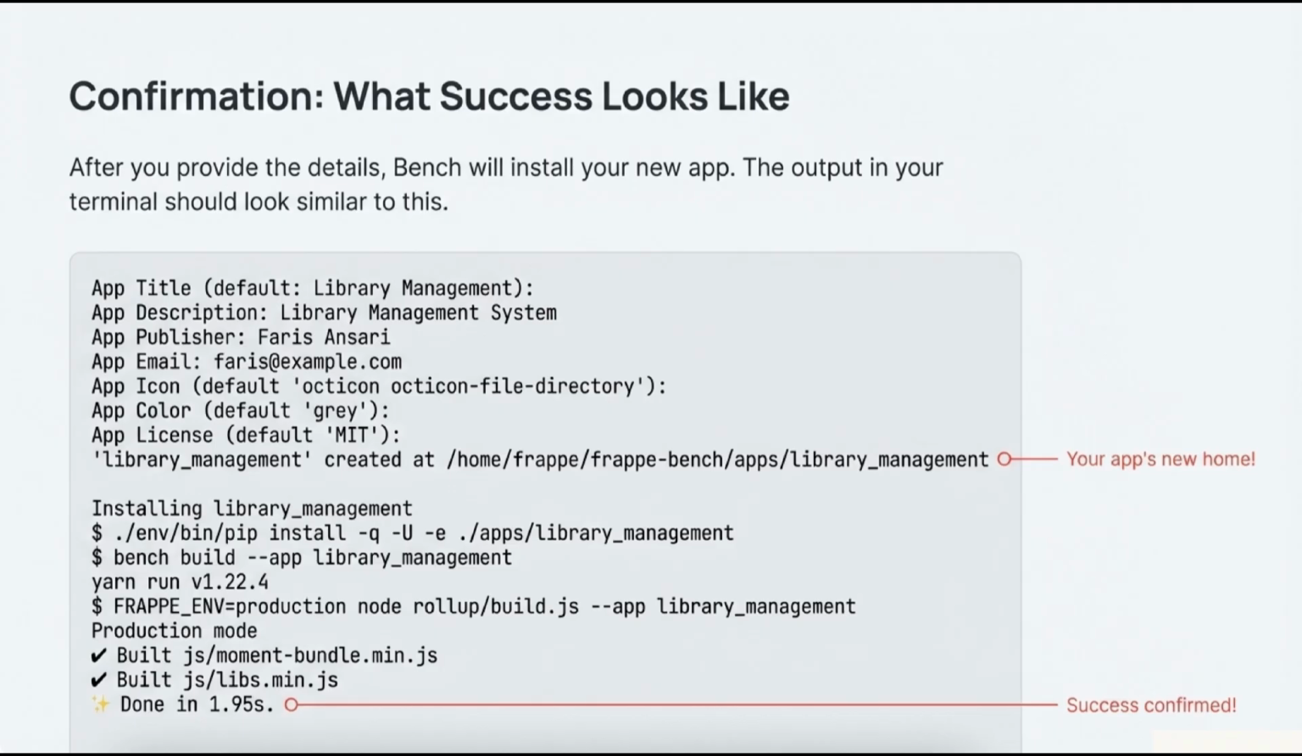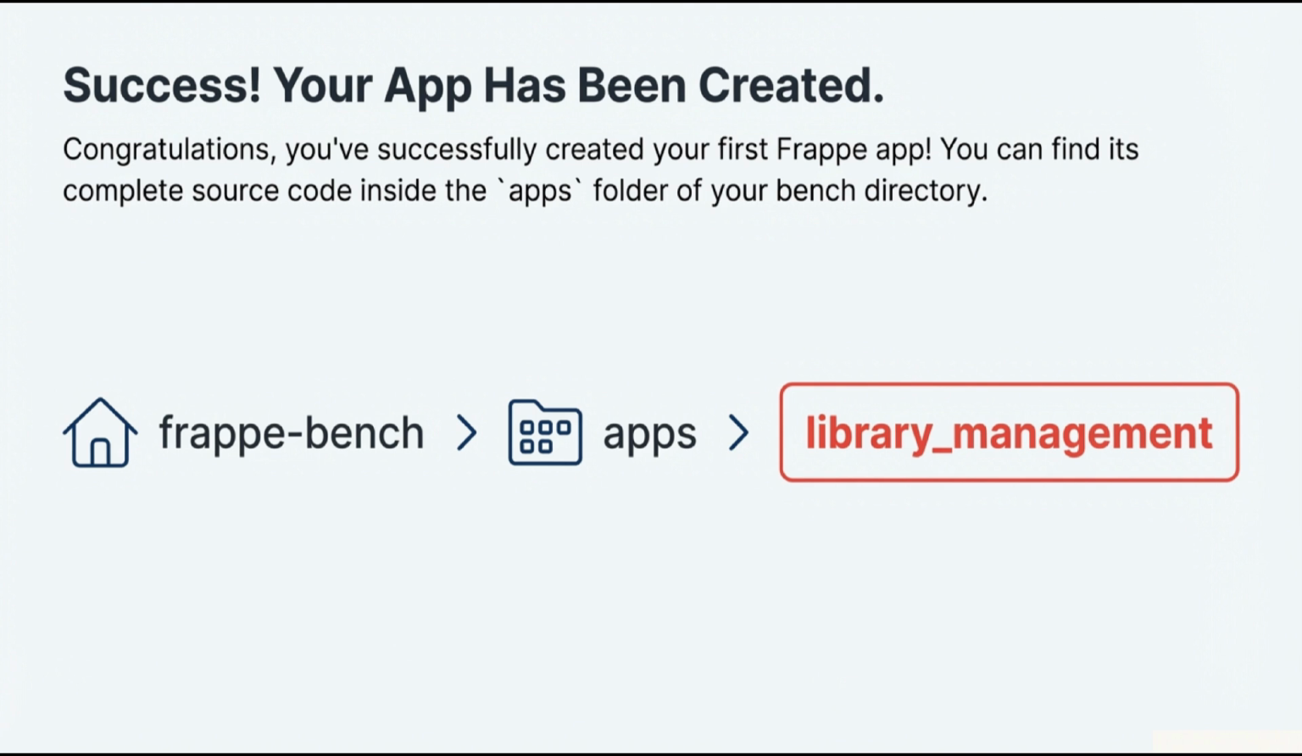Watch the terminal. Bench is installing dependencies and building your JavaScript and CSS assets. When you see "Done in" followed by a success message, you know your app has been created successfully. So where is it? You can find your complete source code inside the apps folder of your bench directory. Go ahead and check it. frappe-bench > apps > library_management.